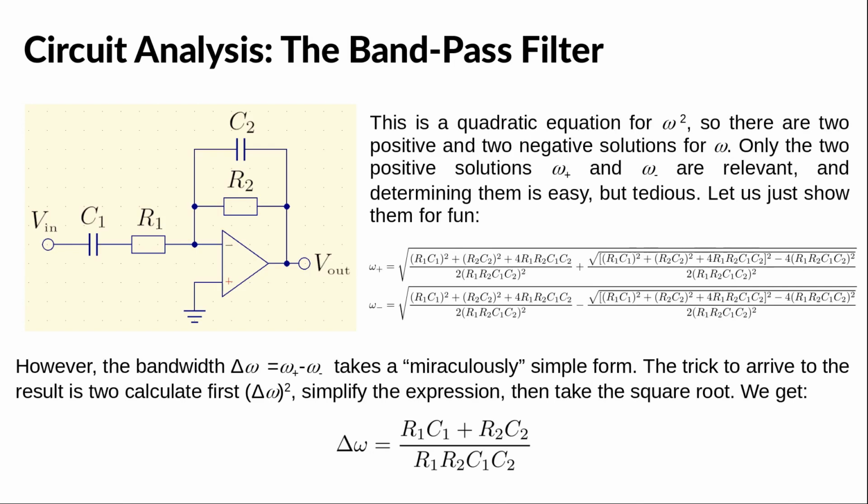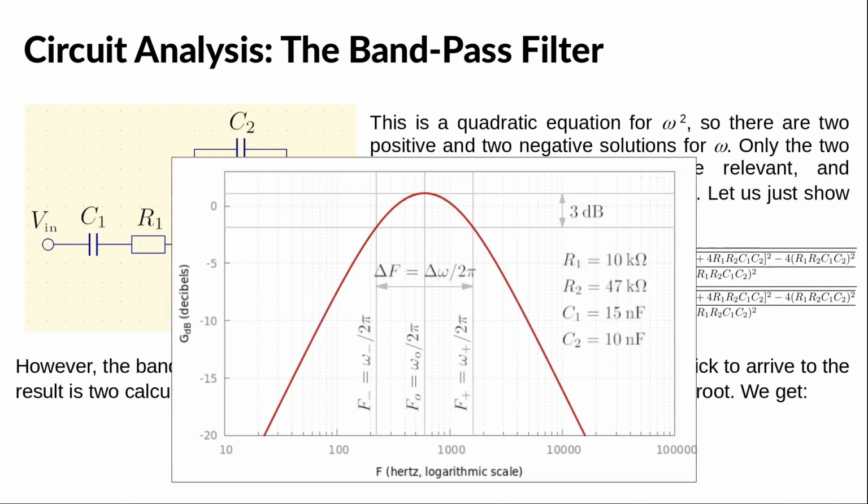I did it for you, and I suggest that you try to do it on your own, as it is a good exercise. Now, a quantity of interest is the passing bandwidth, delta omega, which is defined as the difference between the two cutoff frequencies. Surprisingly, the result is very simple and given by the expression at the bottom. The trick to arrive at this result is to calculate delta omega squared first, find some simplifications, and then take the square root. And here is the figure that summarizes everything.